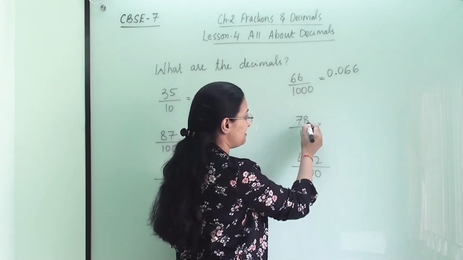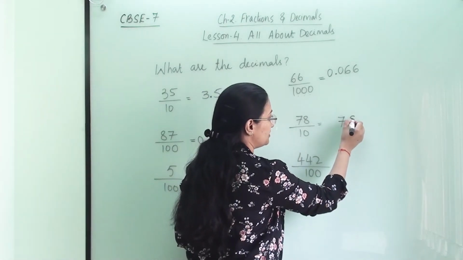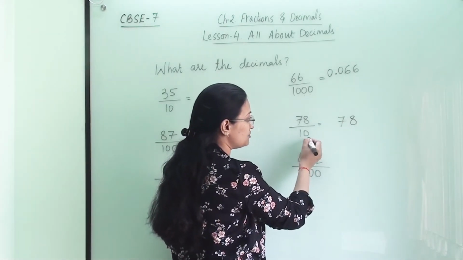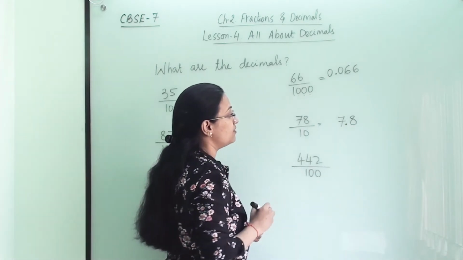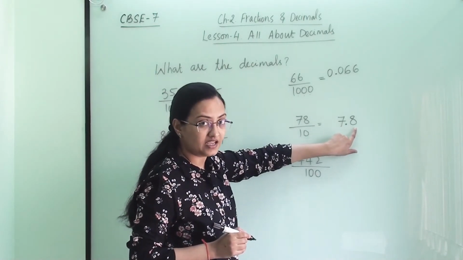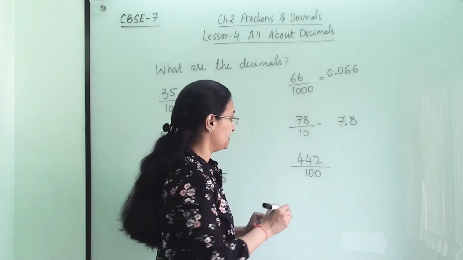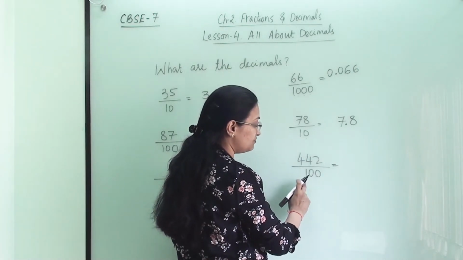Then next, 78 in division with 10. So 78 we will write. Then only 1 zero is there. So from the right side we will count one number and we will put the point over here. So this number is 7.8. Then next, 442 in division with 100.